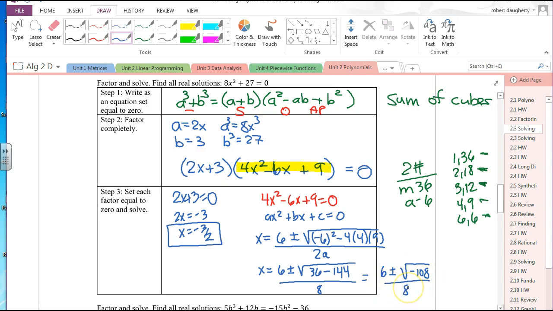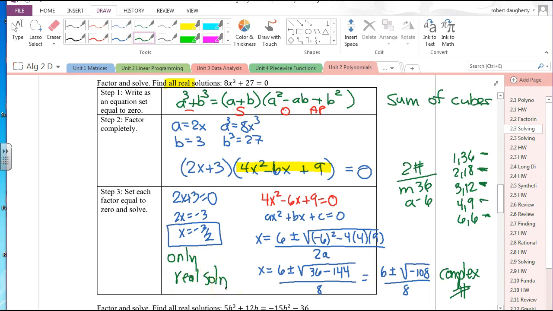Now at this point, square root of negative 108 is what kind of number? That is a complex number. I was tasked with finding all real solutions. So I know that at this point, I can pretty much stop. This is going to be a complex number. So that means that x equals negative 3/2, that is my only real solution.